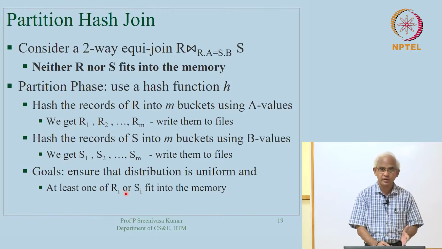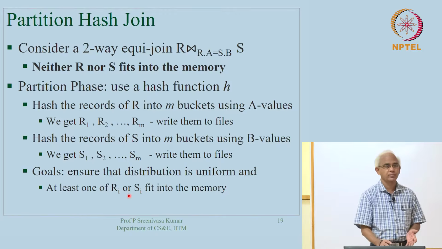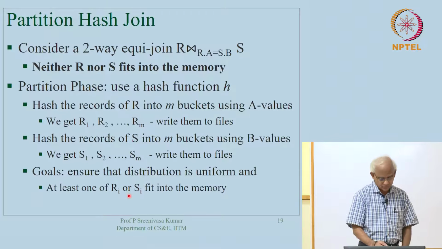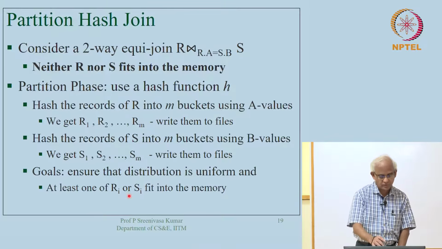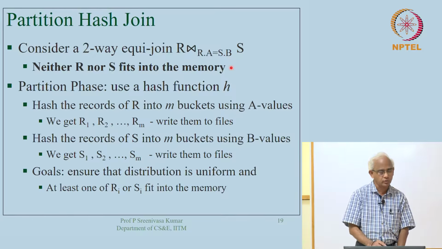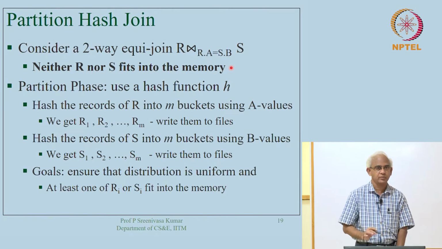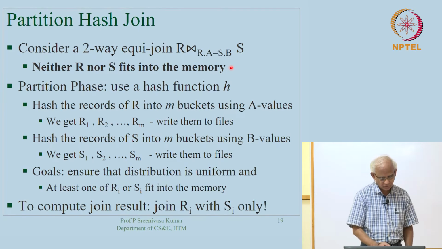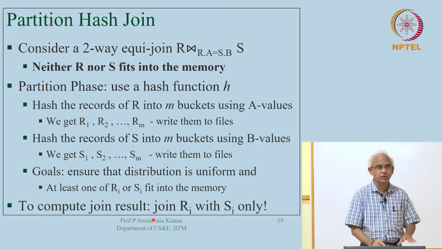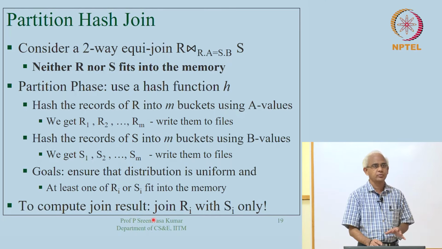So, now you would have got an idea as to why we are doing all this. In order to do the actual join between R and S, all that we have to do now is to only do the join of Ri with Si. So, to compute the join result, all that we have to do is to simply compute Ri join Si.